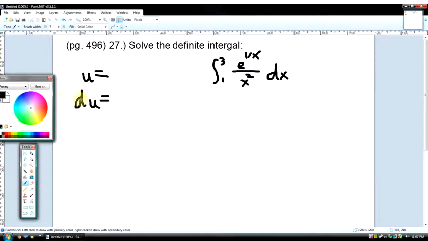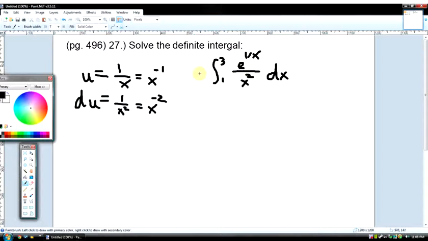Now, here I'm going to make u this up here, the 1 over x, which we know is equal to x to the power of negative 1. Using our power rule to find the derivative of this, we find that du is equal to negative 1 over x squared, which is equal to x to the power of negative 2. Now we can see both variables clearly within this.